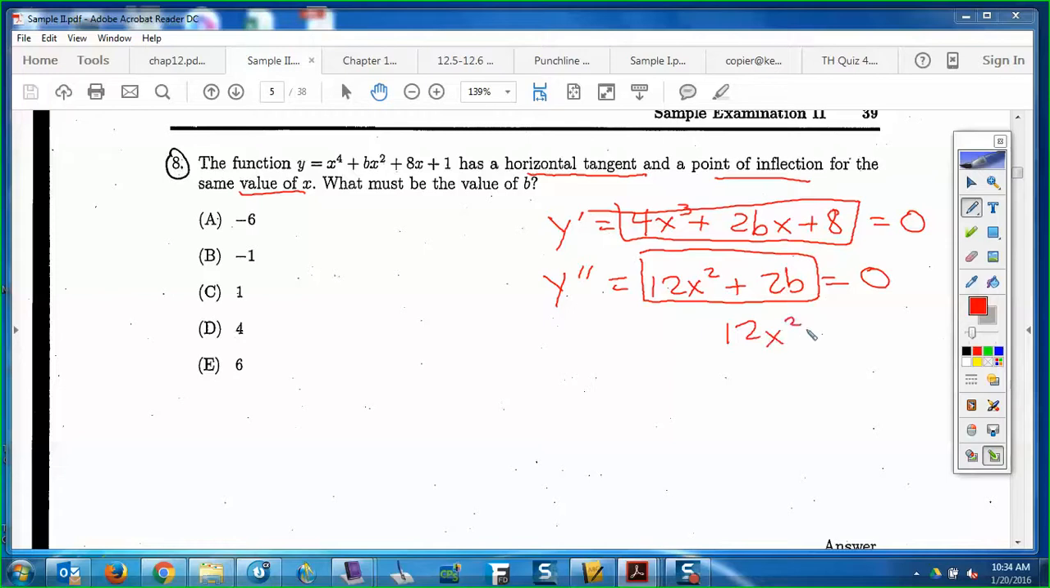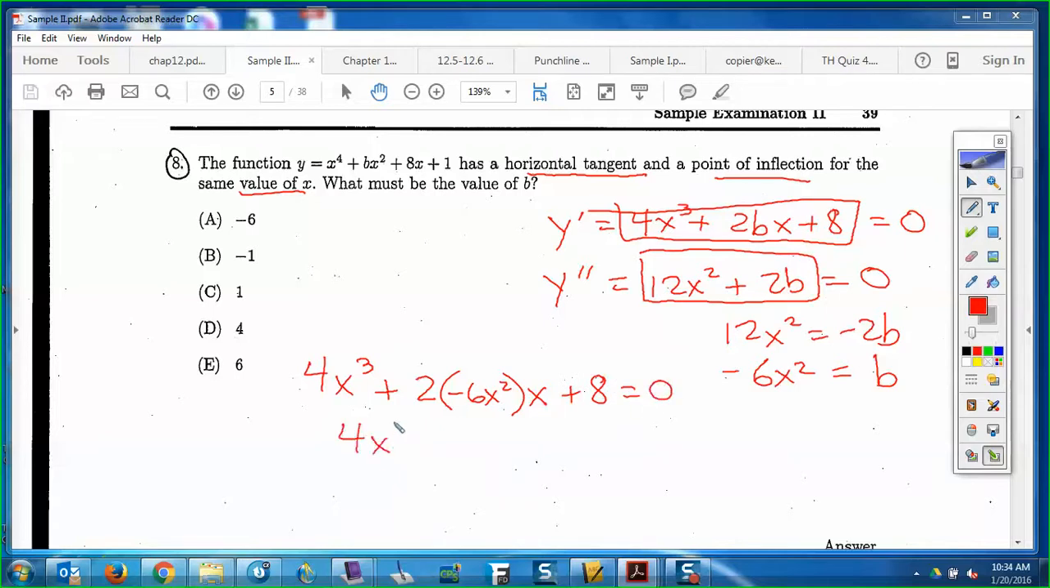So 12x squared would equal negative 2b, and I'll solve for b so I don't have any square roots and stuff like that. So b would equal negative 6x squared, right? Now I should be able to plug that back into the other one. So I got 4x cubed plus 2, and in place of the b, I'm going to put negative 6x squared, and then another x, and then plus 8 equals 0. So I got 4x cubed minus 12x cubed plus 8 equals 0.